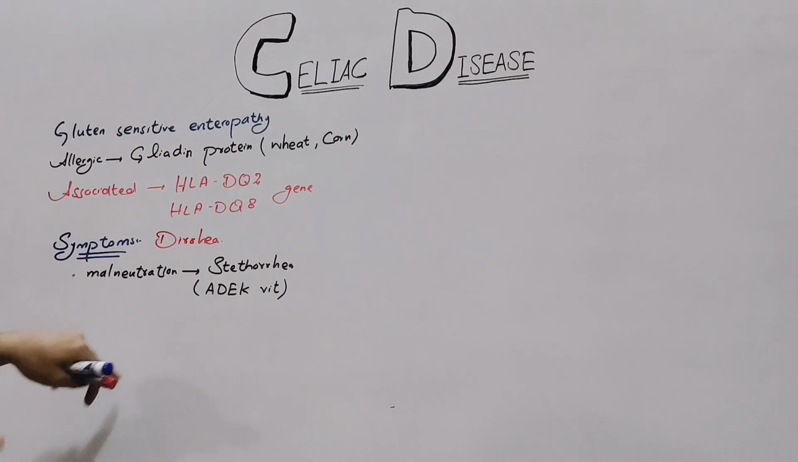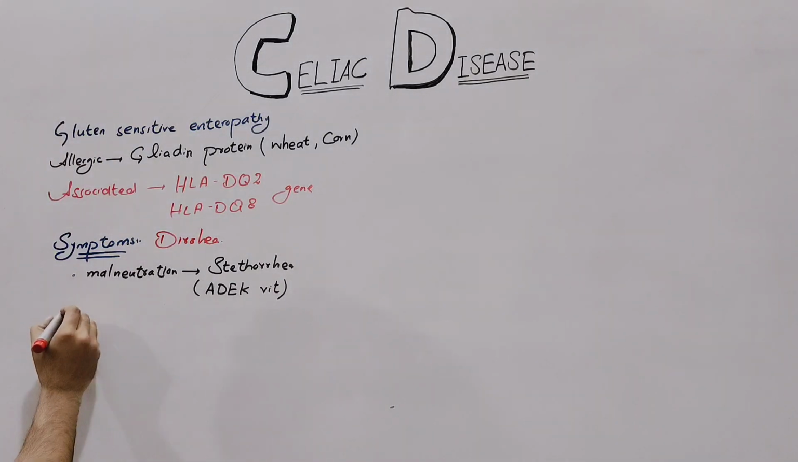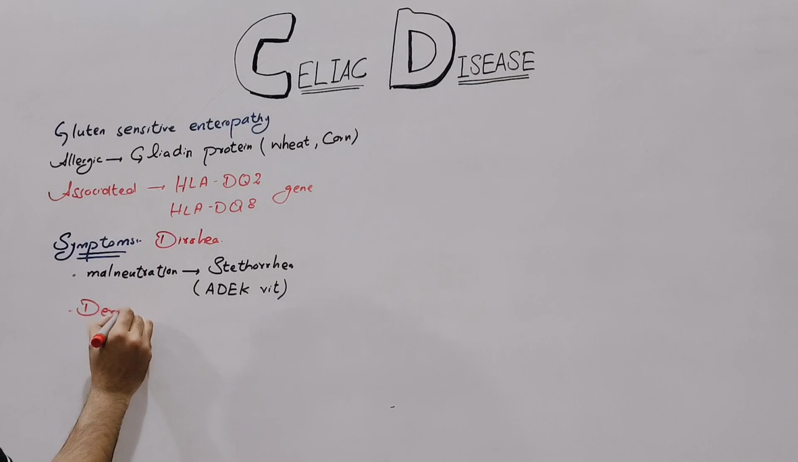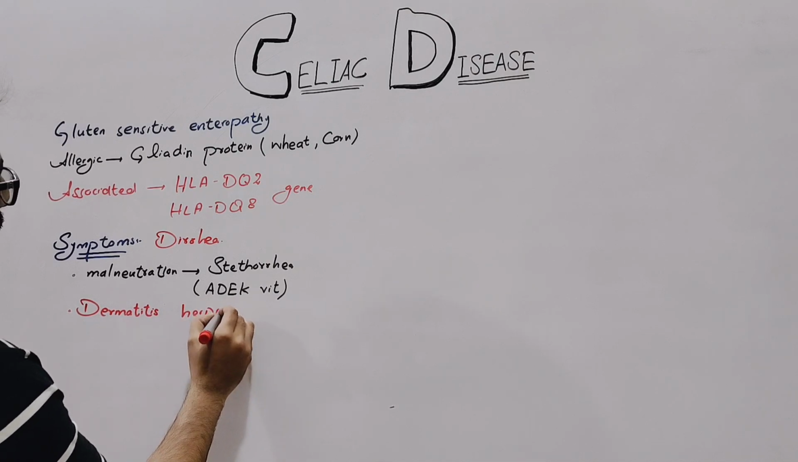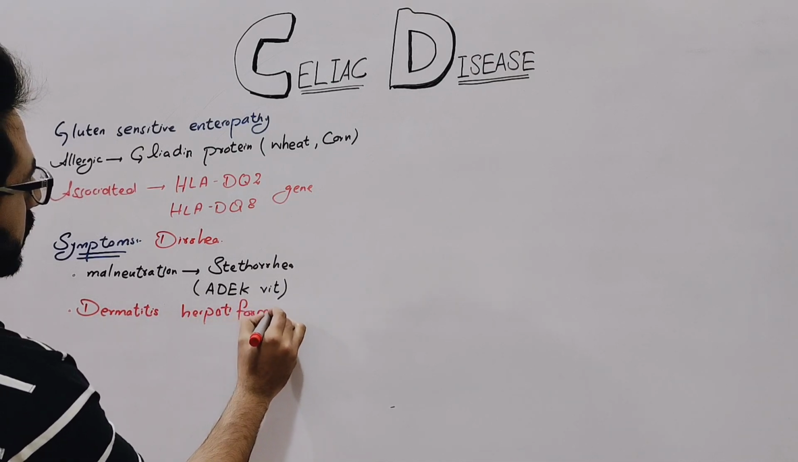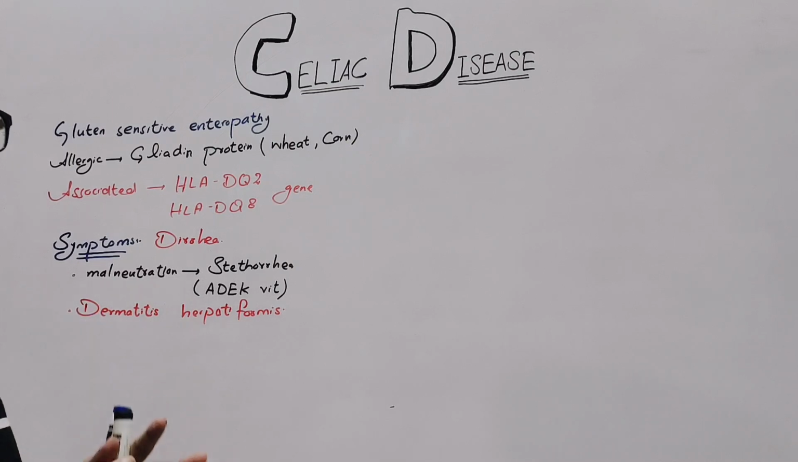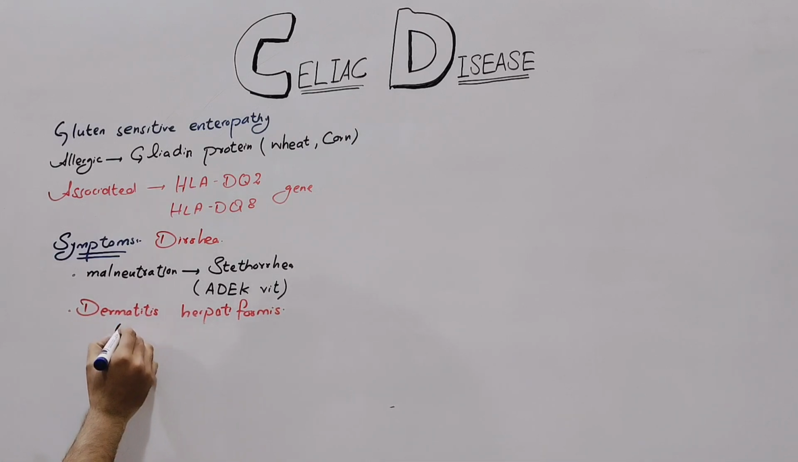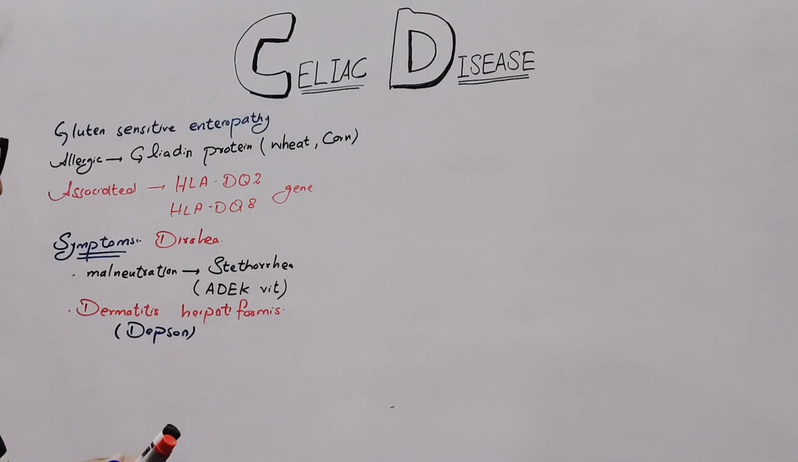This patient will also have a skin allergic feature known as dermatitis herpetiformis. A patient presenting with diarrhea and dermatitis herpetiformis has a clinical sign of celiac disease. The treatment of dermatitis herpetiformis is the same as the treatment of leprosy; the drug used in leprosy, dapsone, is also used to treat dermatitis herpetiformis.